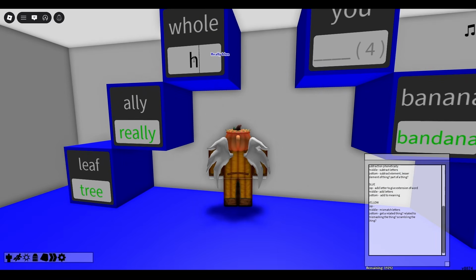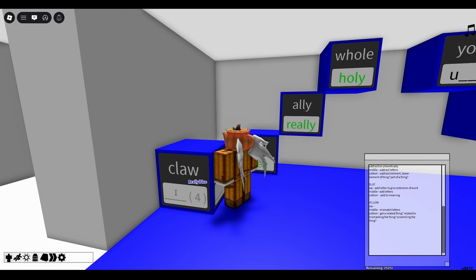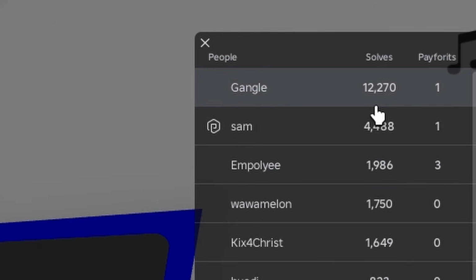Add letter for extension word. Whole. Holy. Still not getting all of this. Claw and shell, right? This will be like something to do with crabs. Oh wait, it just is crab. See, look, there's a guy in the server who's solved 12,000 puzzles. That's crazy. And he's only paid for one of them.